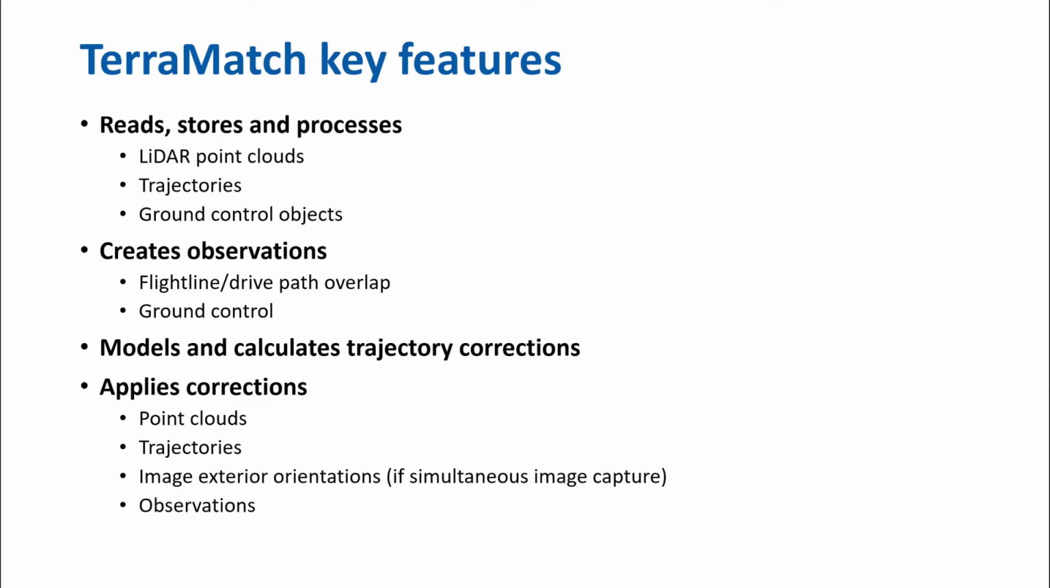And when you have these corrections, you can apply them on, first of all, the point clouds, of course, but if you like, you can also apply the corrections on the actual trajectories. If you have simultaneous image capture, you might want to apply the corrections on image exterior orientations, and you could also apply the corrections on the observations made.